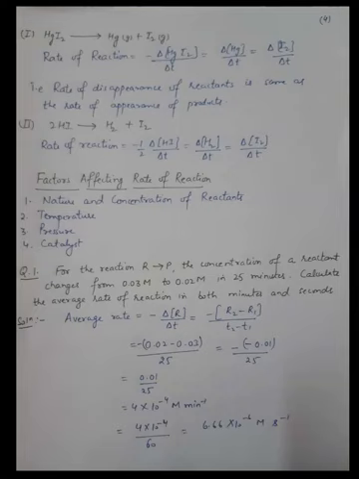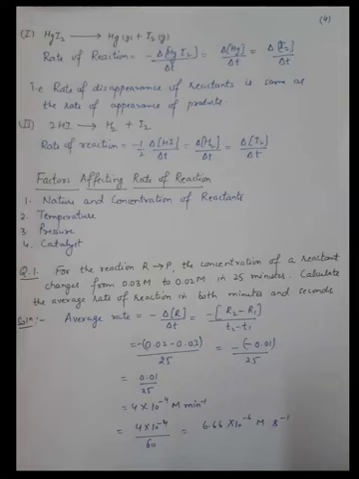Now we take another example: 2HI gives H2 plus I2. Rate of reaction is equal to minus 1 by 2, because we divide by the stoichiometric coefficient present in the balanced equation, and the minus sign indicates reactants are decreasing, delta [HI] upon delta t, equal to delta [H2] upon delta t, equal to delta [I2] upon delta t, which is also given earlier in the definition.